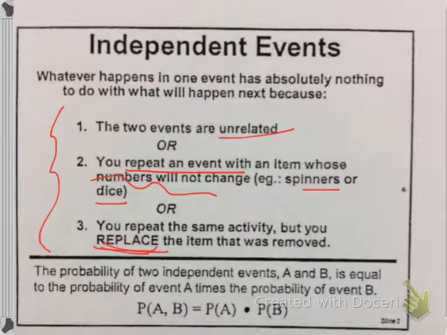For instance, if you're pulling your probabilities out of a bag of marbles, you would put the marble back in before you pull the second one so that the probabilities can't change. When you're doing that, you're going to just multiply those two probabilities together, which is what that formula down at the bottom says to do.